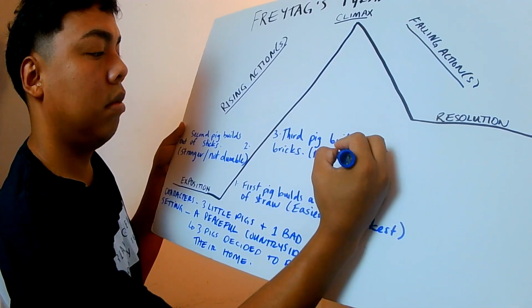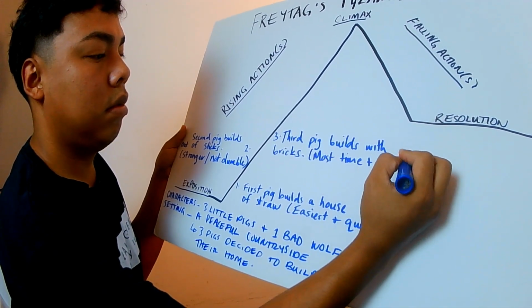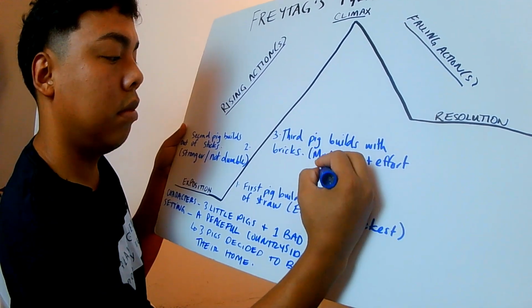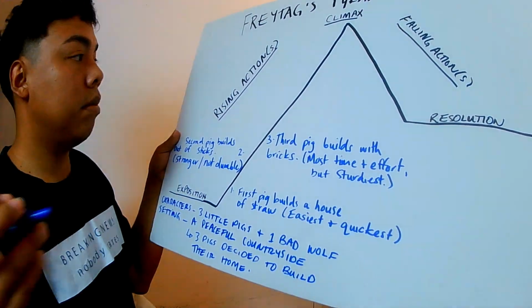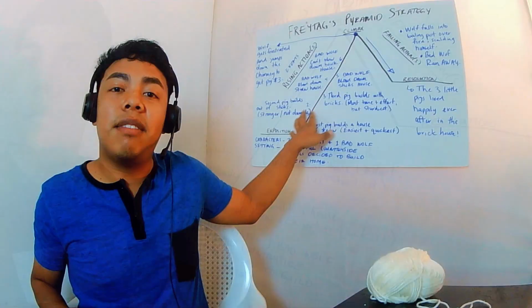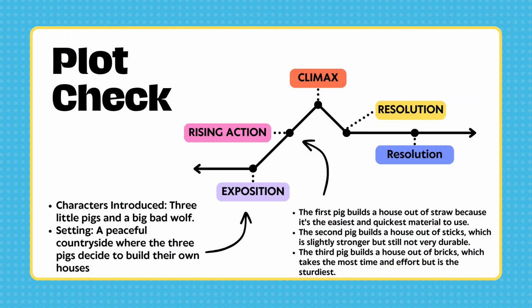So in the story we can understand later on that it takes the most time to build, but at the same time it is the sturdiest house. So based on this first and second paragraph, we can already identify completely the exposition, and now the second paragraph takes us to the first 3 points in the rising action. Let's continue reading the story now.